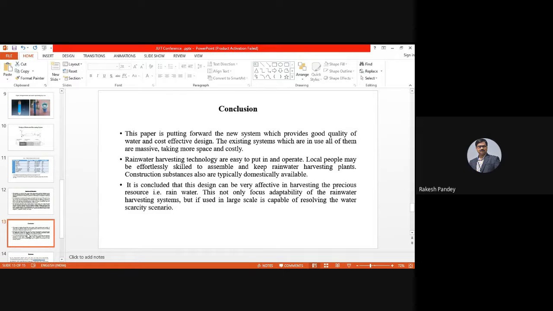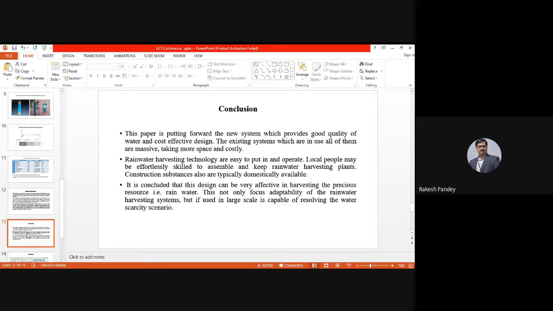And ultimately, the objective of this paper was that it should produce good quality water, which can be used for the purpose of storing water for further applications, maybe gardening, or washing of clothes, or cleaning of utensils, etc. So this can also be done, and sometimes it will be very helpful for some other purposes also.